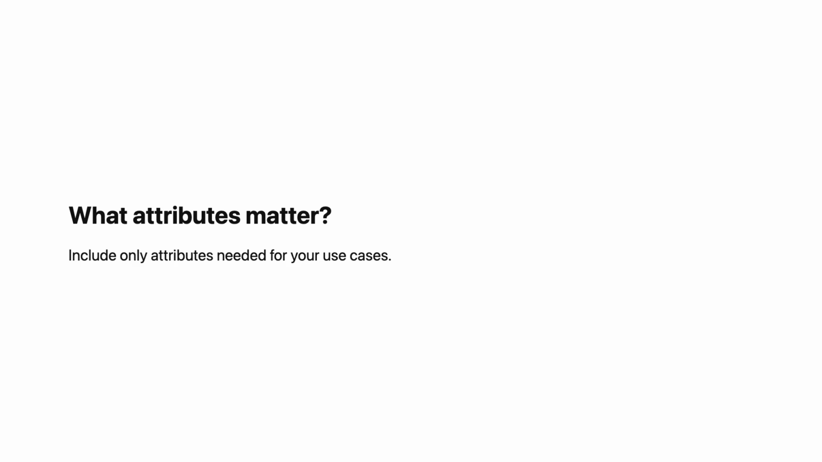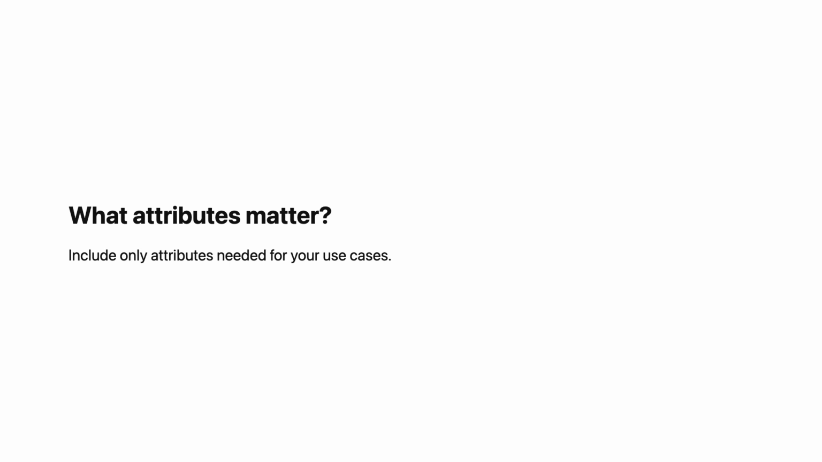Ask, what questions will the code need to answer? What operations will it perform? Those questions reveal what attributes are essential. Include only what you need. Every extra attribute is complexity. Every missing attribute limits functionality. Find the balance. Once you know the attributes, choose types for each.